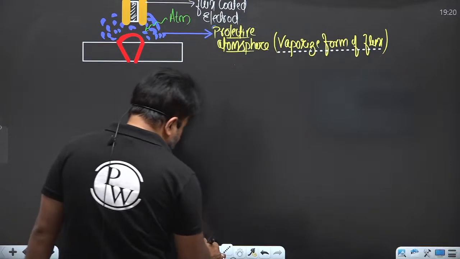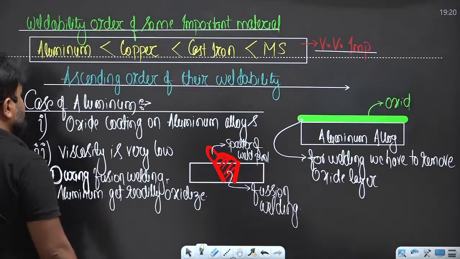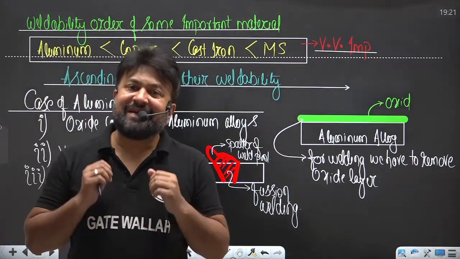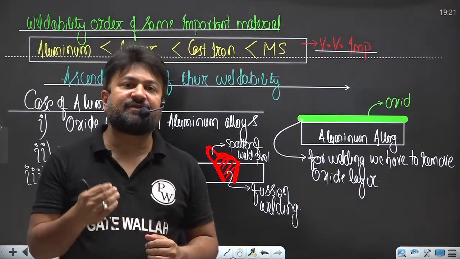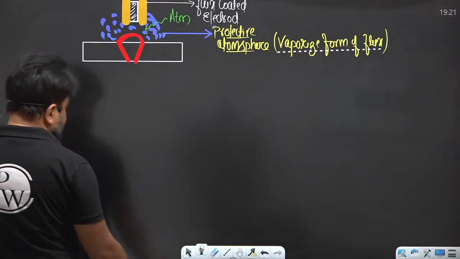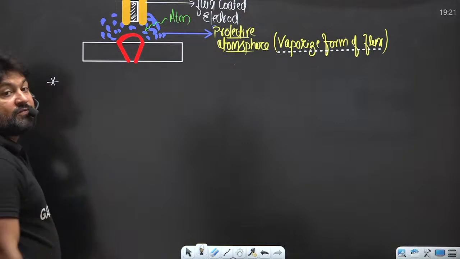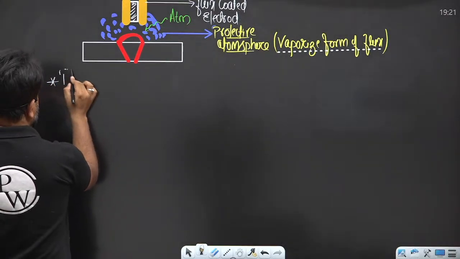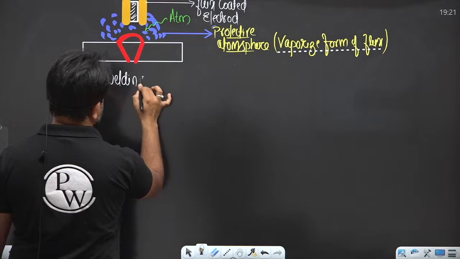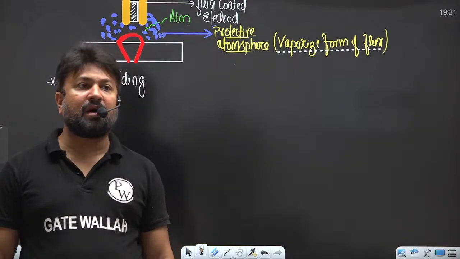So how can you overcome this? How can you do the welding of aluminium? We are discussing the case of aluminium, right? So these are the problems. Sir, please tell us by which process we can do welding of aluminium. My dear, you should use friction welding. By using friction welding, these problems can be somehow overcome.